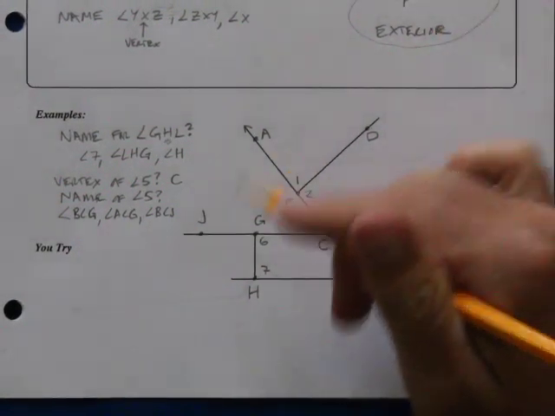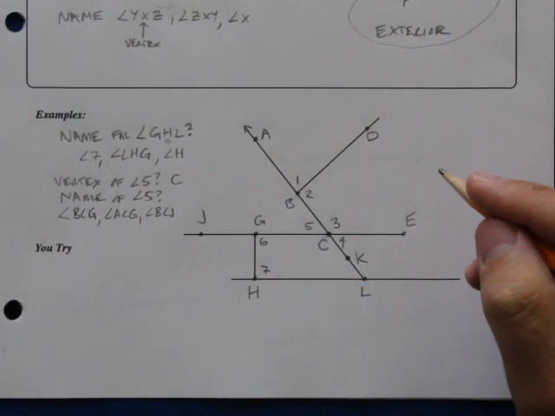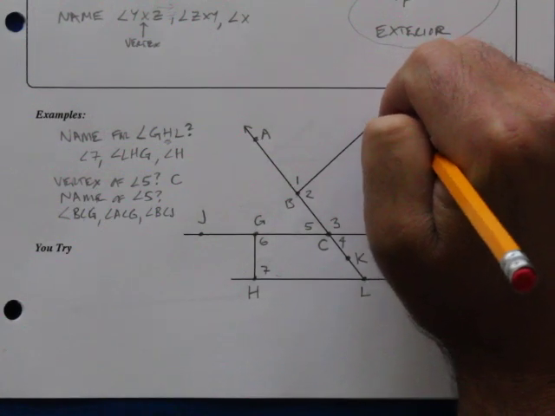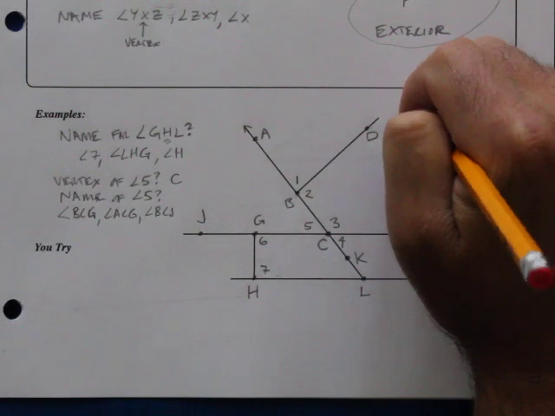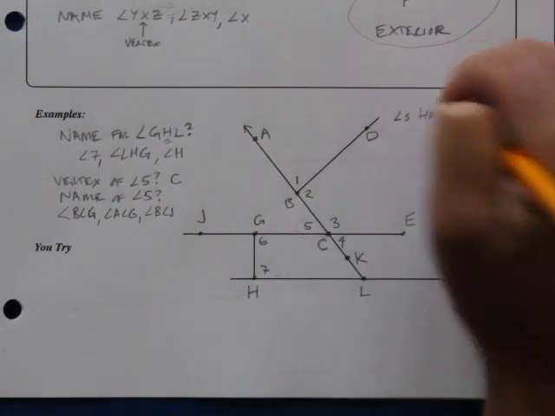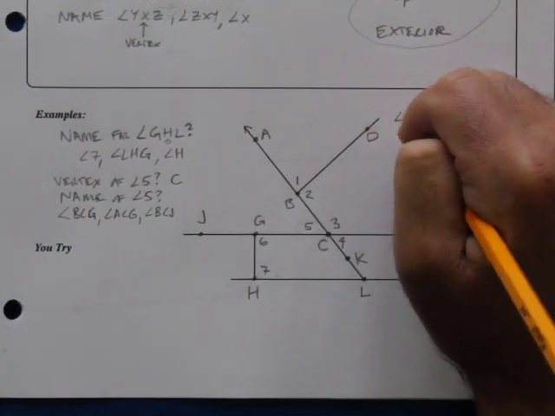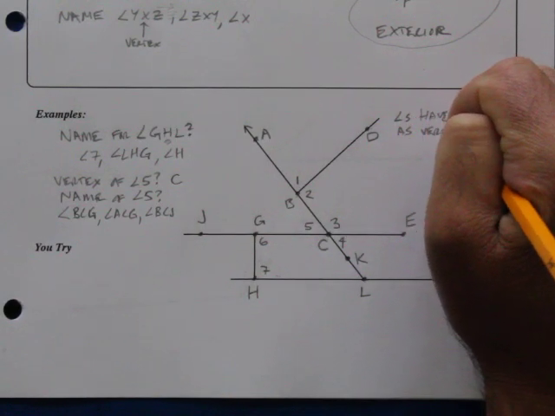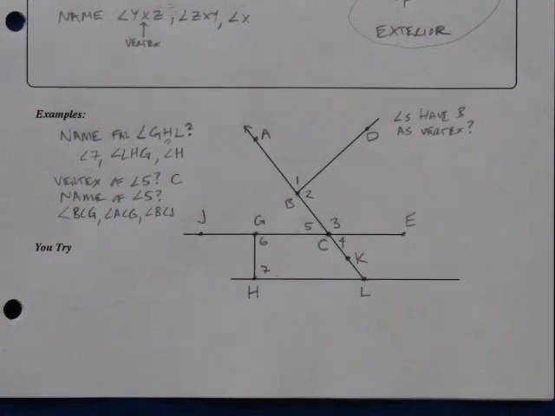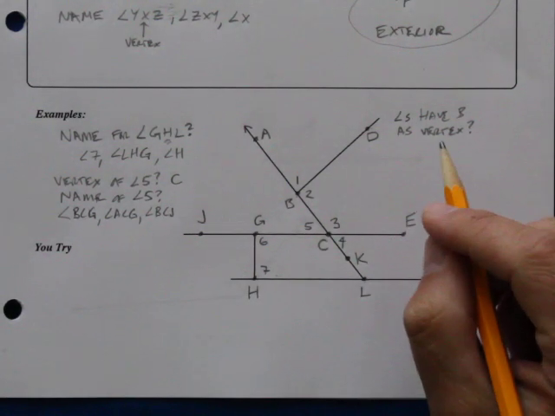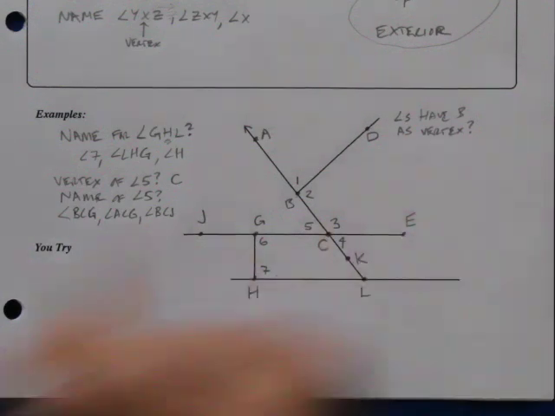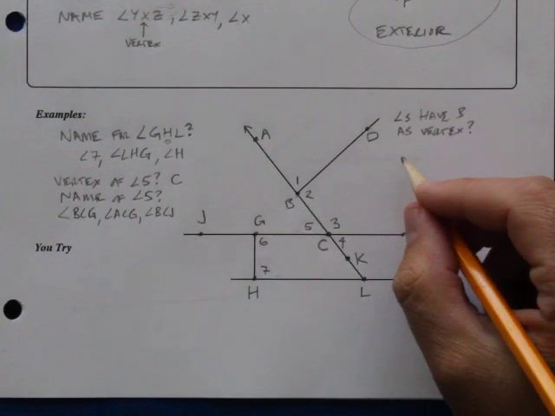Let's do a couple other questions based on this. So name the angles that have B as the vertex. So what are the angles that contain B as the vertex? Go ahead and pause, see if you can figure this out. We'll be right back. Pause. All right, see how you did?